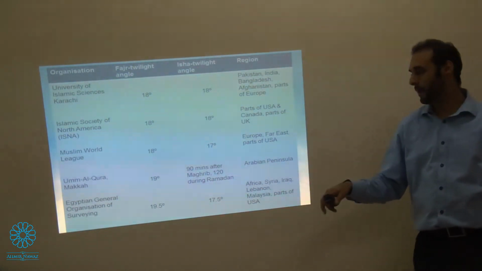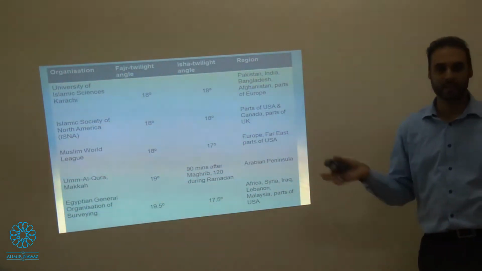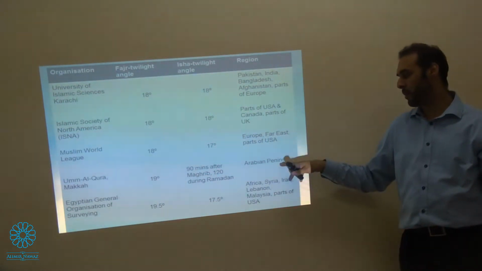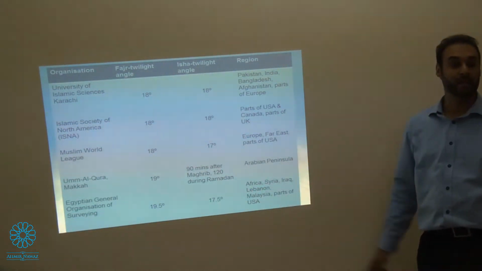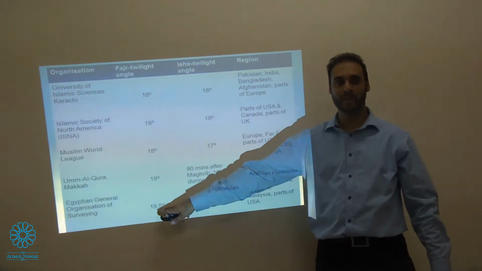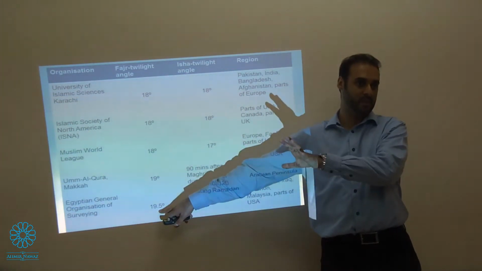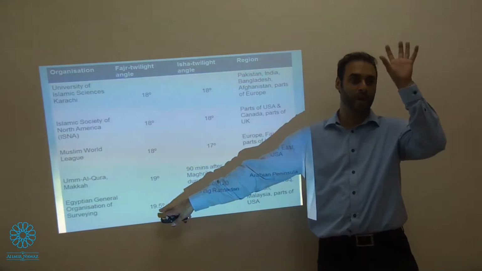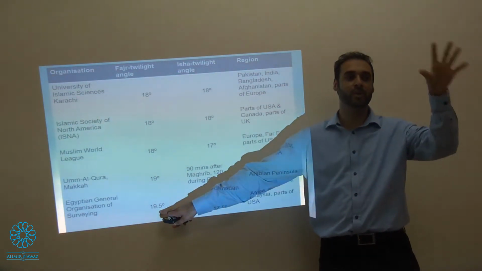Al-Qura University in Mecca, 19 degrees and 90 minutes after Maghrib and 1:20 during Ramadan. I suspect the 1:20 is to give people more time to get into the mosque for Isha. This is in the Arabian Peninsula. And the Egyptian General Organization of Surveying, 19.5 and 17.5 respectively. So they're actually playing it safe, or they've got the data on hand that proves that even up to 19 or 19.5, as we proved from the previous scientific study, it's still technically Shafaq al-Abiyad, the white twilight, still visible. Not to you and I in cities, but out in the country or above the sea, it's still visible.